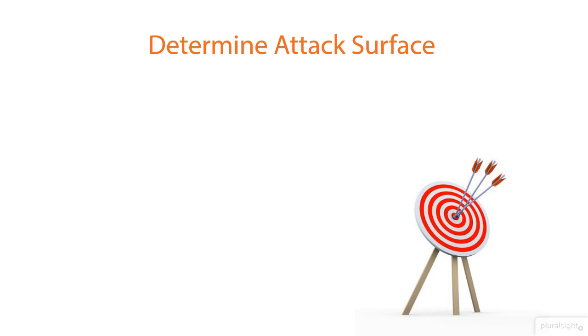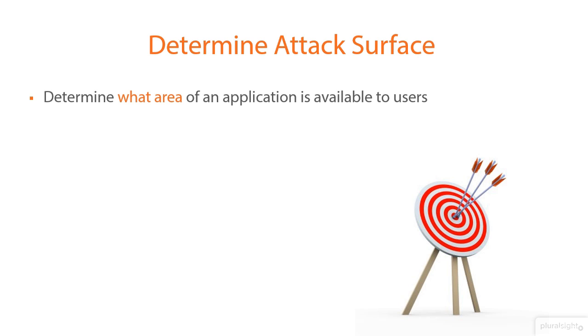Okay, determining the attack surface. We need to determine what area of an application is available to users. Just because an application exists, if there's no opportunity for anyone to actually get in, access it, tweak it, then we may or may not need to really worry about mitigating or being proactive in its protection, right? However, that's very unlikely, that any application is going to have no exposure. So we need to determine what area of an application is in fact available to users.